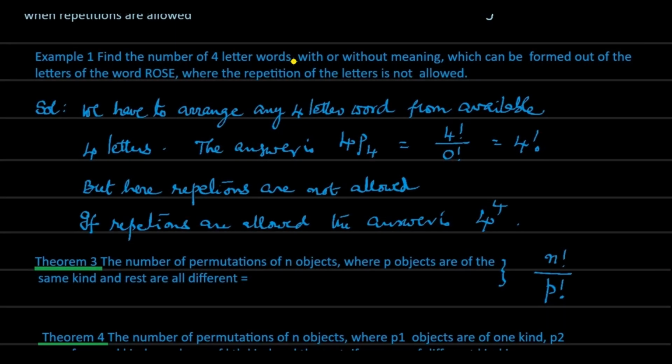Find the number of 4-letter words, with or without meaning, which can be formed out of the letters of the word ROSE, where the repetition of letters is not allowed. So it is nPr, which means 4P4. We are selecting 4 things out of 4. 4P4 is factorial 4 by factorial 4 minus 4, that is 0. Factorial 4 is the answer. But here repetitions are not allowed. If repetitions are allowed, it will become 4 power 4.